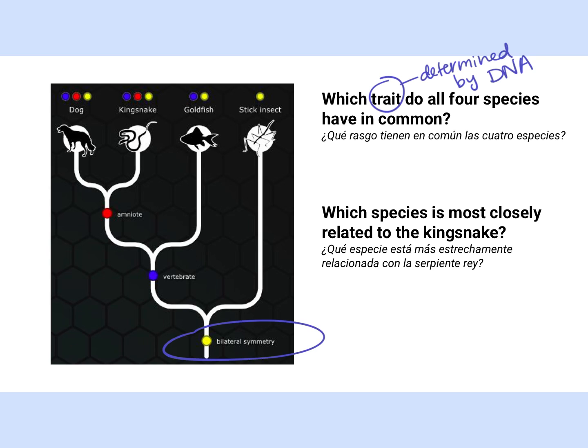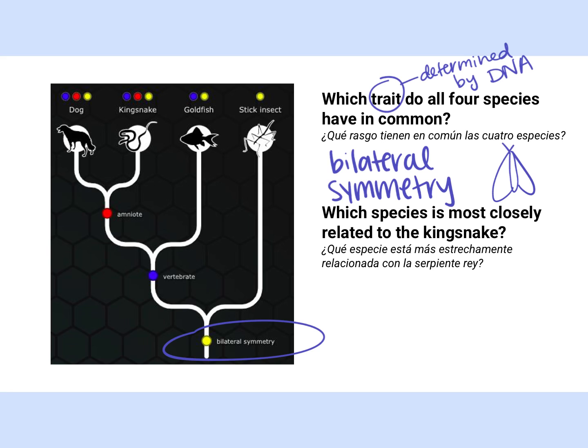Well, right here at the base of my tree, I see that they all have bilateral symmetry, which, if you aren't familiar, basically means, here, if I draw one of our peppered moths, if it was more perfect and we cut it right down the middle, we would see that both sides were exactly the same. So that's what symmetry means, or specifically bilateral symmetry. If you put a line down the middle, it would be the same on both sides.